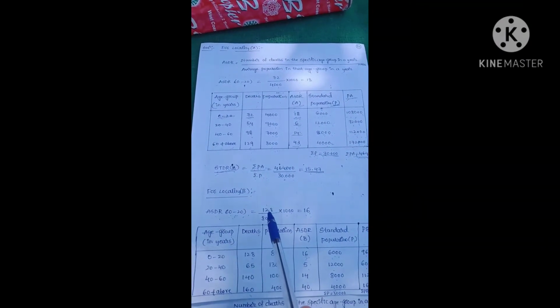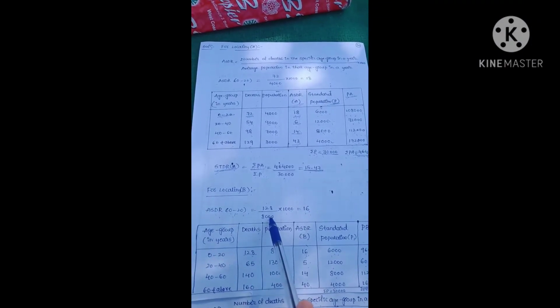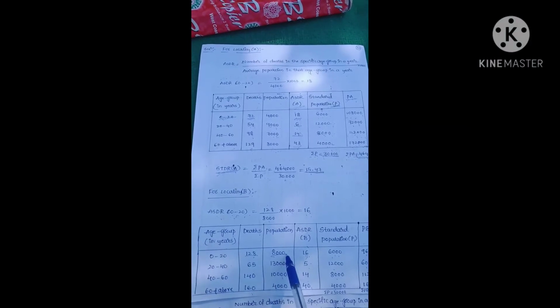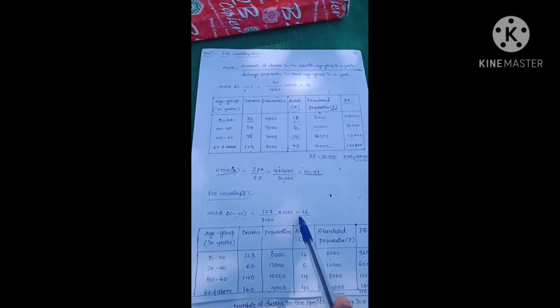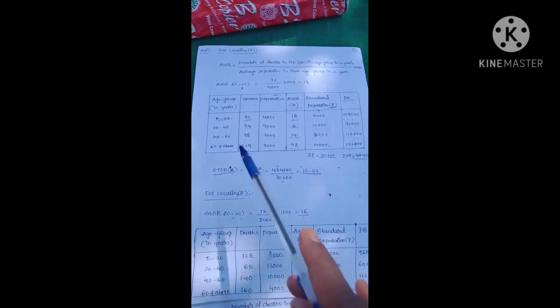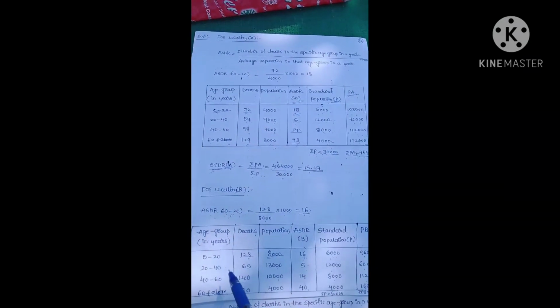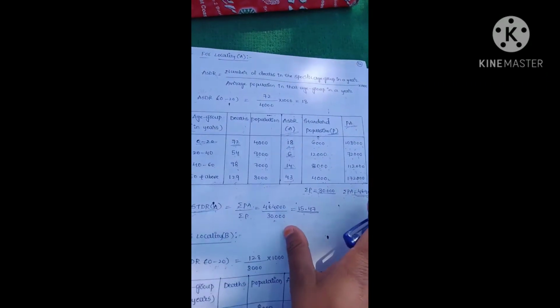What is the number of deaths here? The number of death value is 128. Next, divided by population. What is the population here? 8,000. Death divided by population into 1000, then we get the value of 16. This is for the first age group. The remaining three age groups are calculated directly in the table. How do we calculate? By using this table. Here we need to create the table. What is the table here?